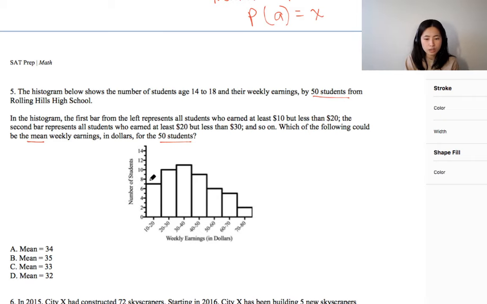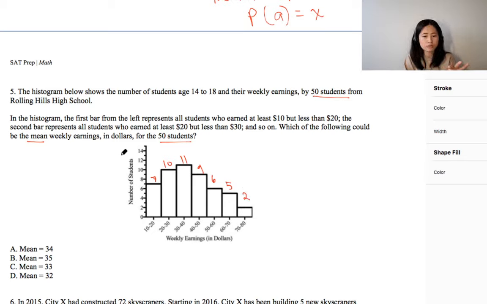So as you can see, they've plotted a histogram, and for the first bar from 10 to 20, you have 7 students. Maybe I can just write this down. So here's the number of students that you have. And then for 20 to 30, you have 10 students. Moving on to $30 to $40, the third bar, that's 11 students. And then from 40 to 50, that's 9 students. 50 to 60, that's 6. From 60 to 70, that's 5. And then you have 70 to 80, which is 2.